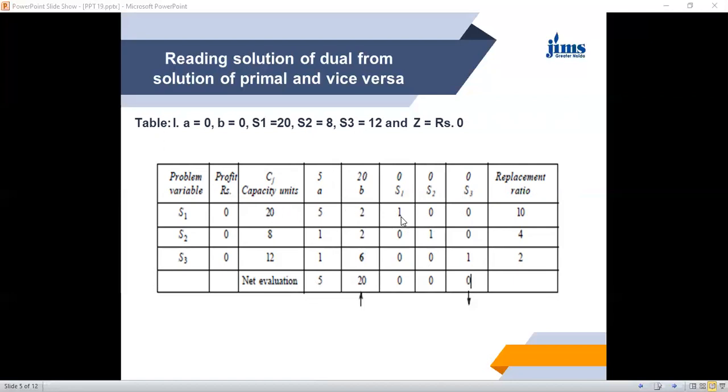So 20 by 2 is equal to 10, 8 by 2 is equal to 4, and 12 by 6 is equal to 2. So this is the key column, and what is the minimum ratio? This is the 2. So this becomes the key row. The intersection of the key column and key row is the key cell. So the key number is this 6.